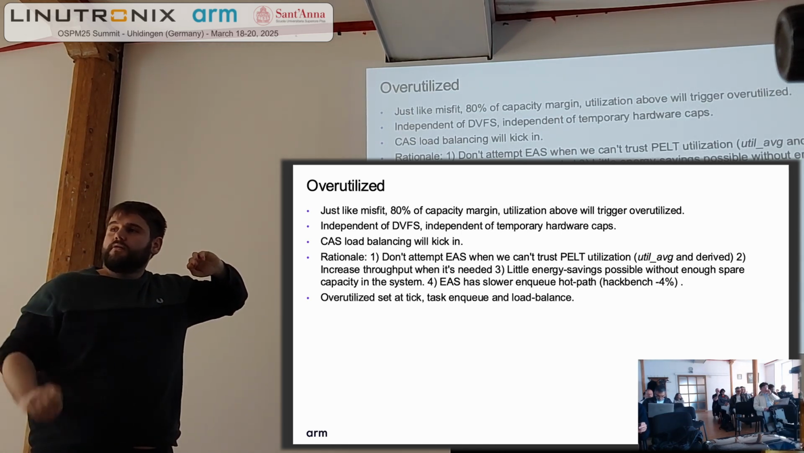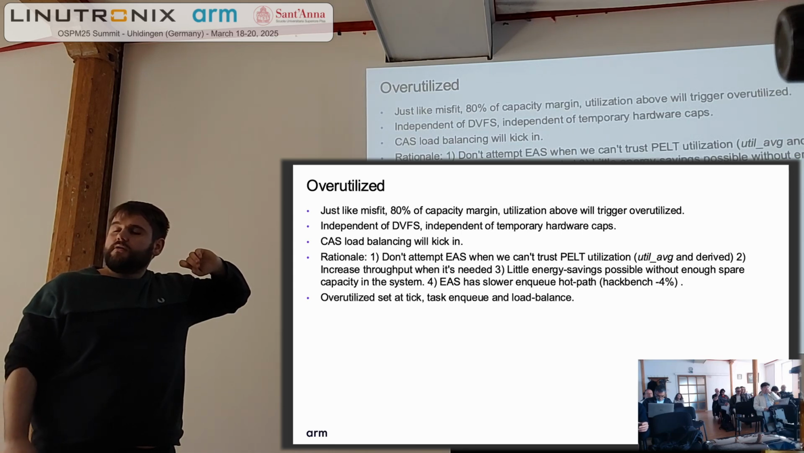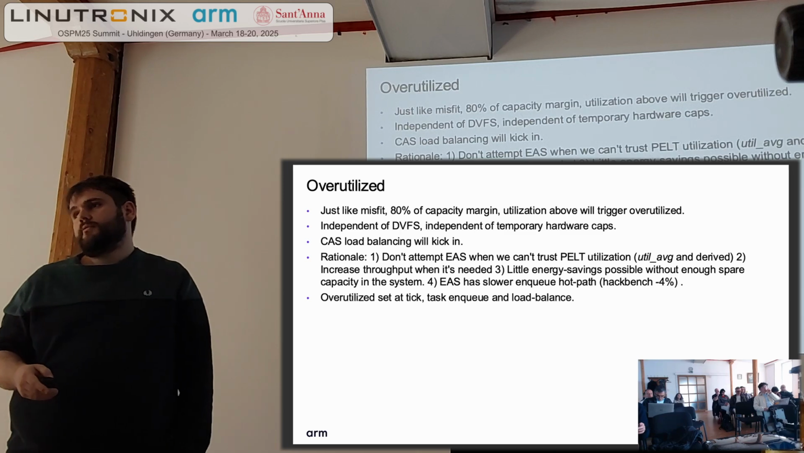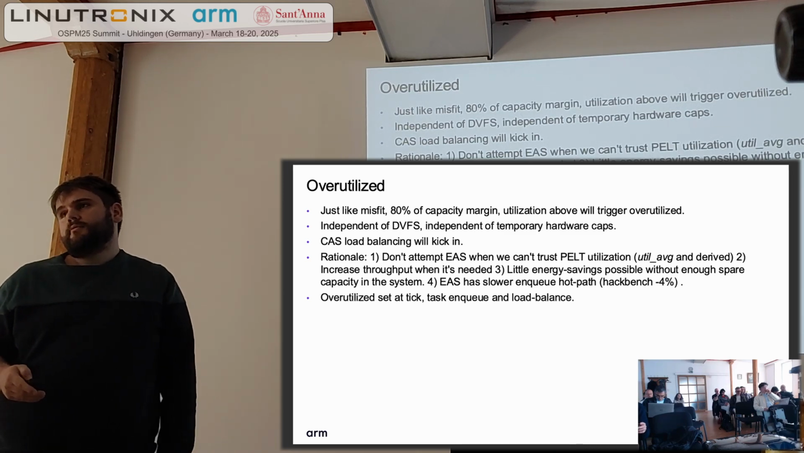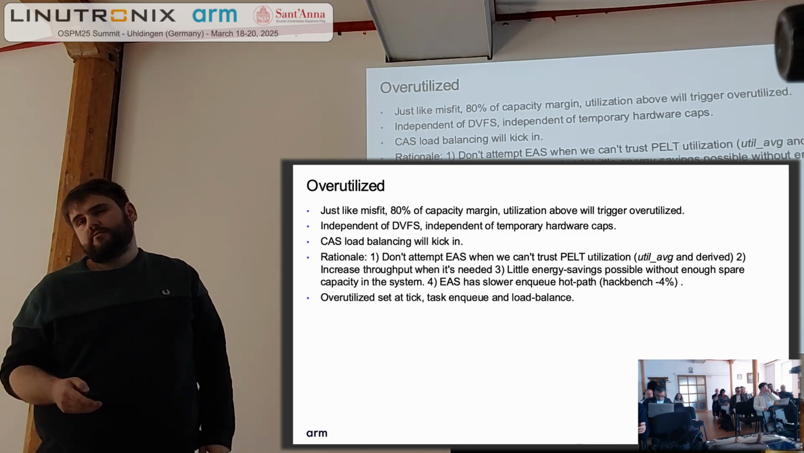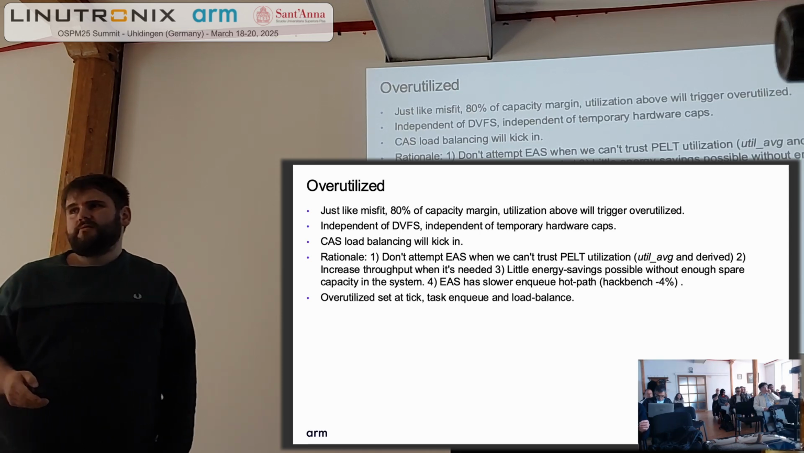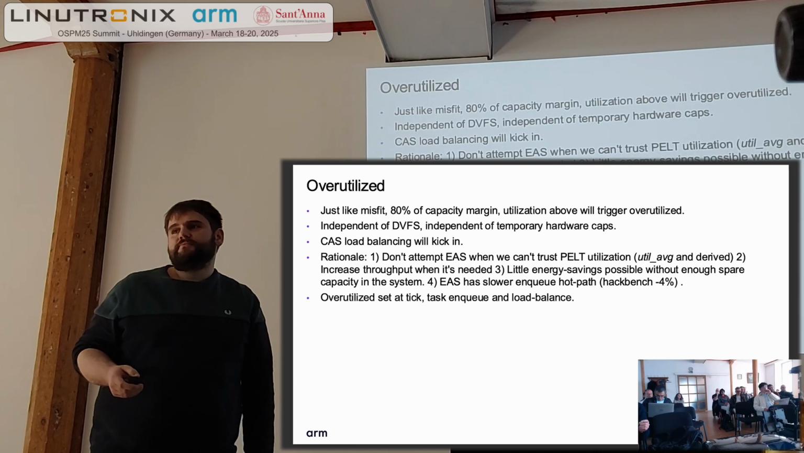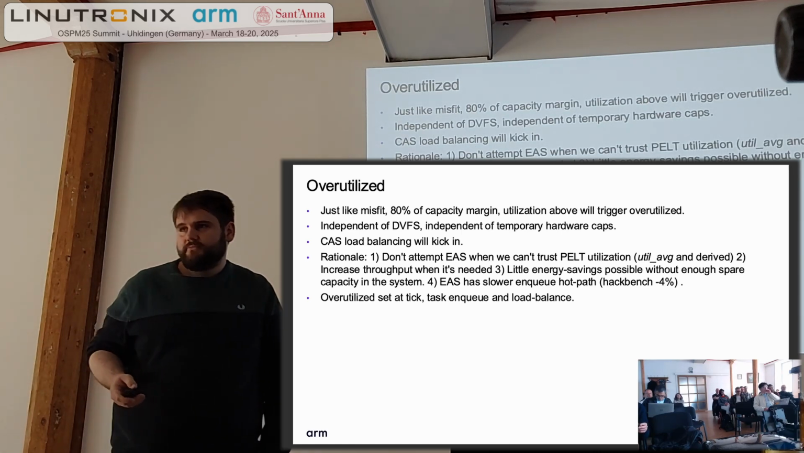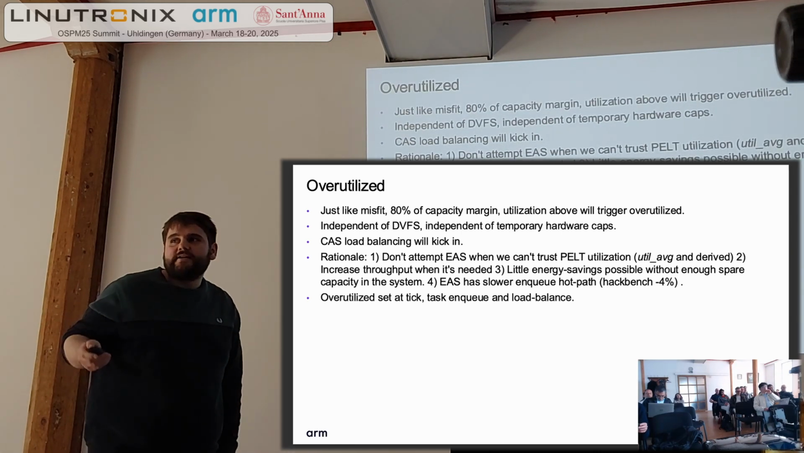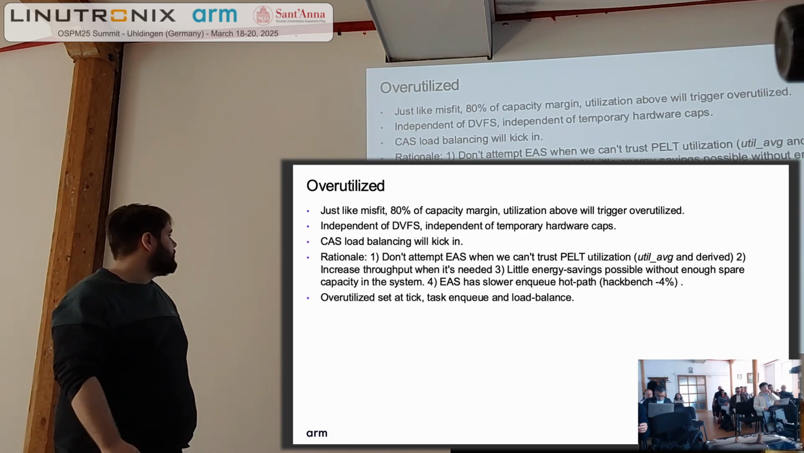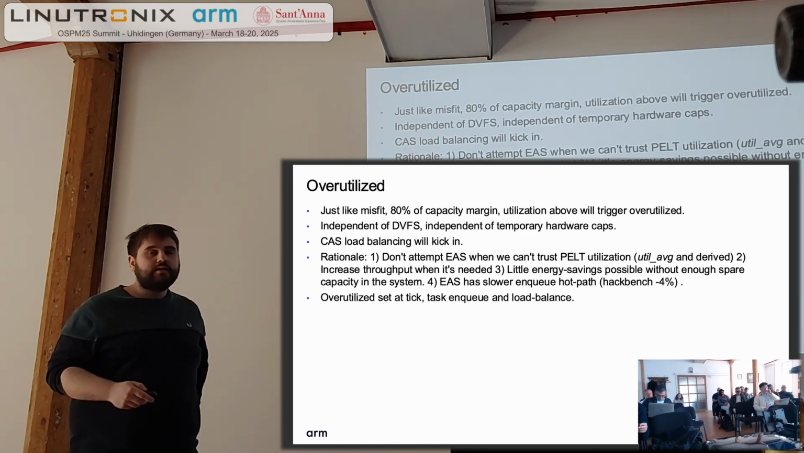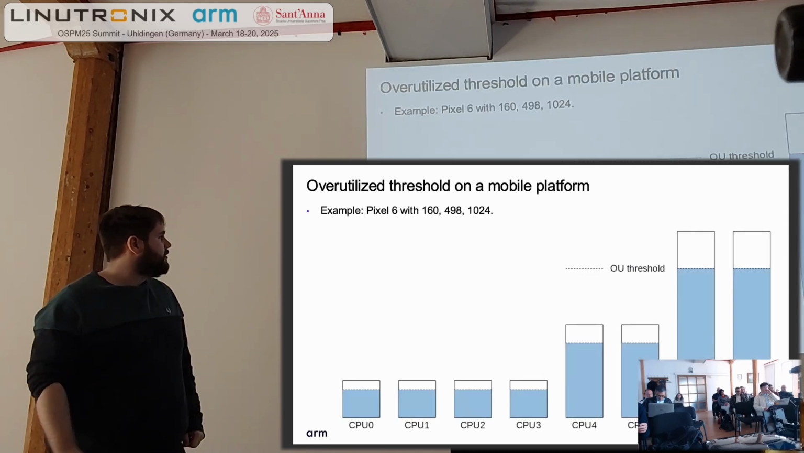Yes, indeed, when you have utilization higher than 80%, it might be better to place a task on an idle CPU rather than placing a task on a CPU which has a high utilization value, because the task is going to run later. But currently, we don't care for that on EAS, basically. It has latency and throughput implications. Overutilized is checked and set at tick, task enqueue, and load balance. Just keep that in mind.